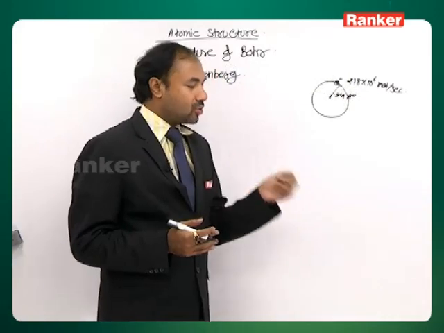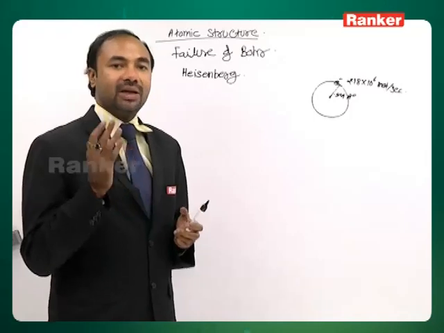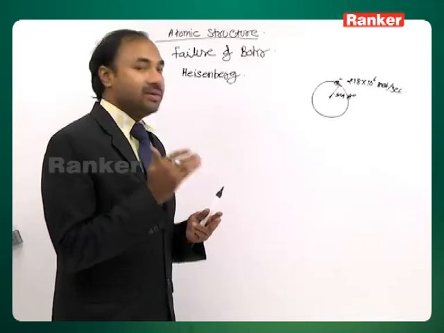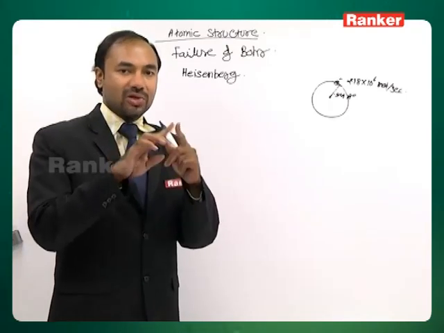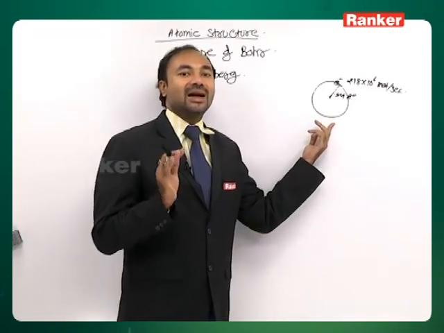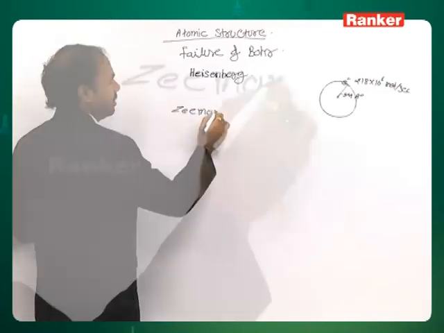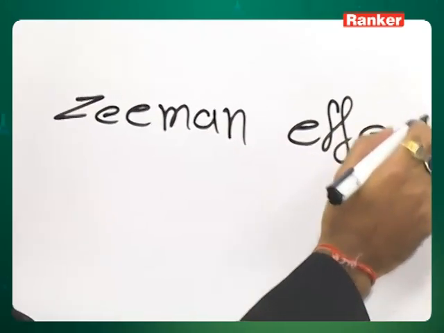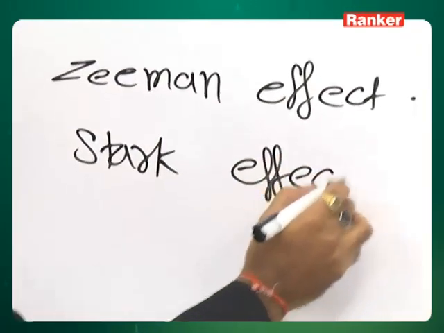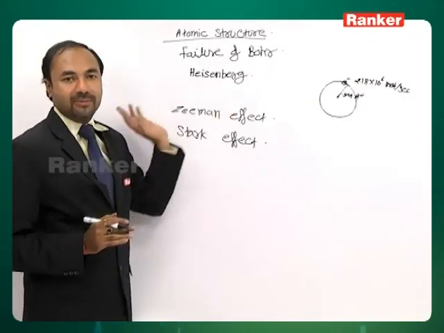Second thing which Bohr could not explain was splitting of lines. Later on it was found that if the spectra of hydrogen or any other multi-electron system was taken in a magnetic or electric field, lines used to split. This effect was known as Zeeman effect or Stark effect. Two effects: one was called Zeeman effect, the other one was called Stark effect. These two effects could not be explained by Bohr again.